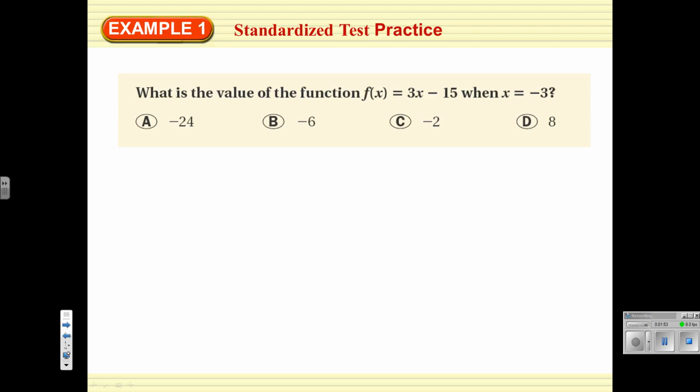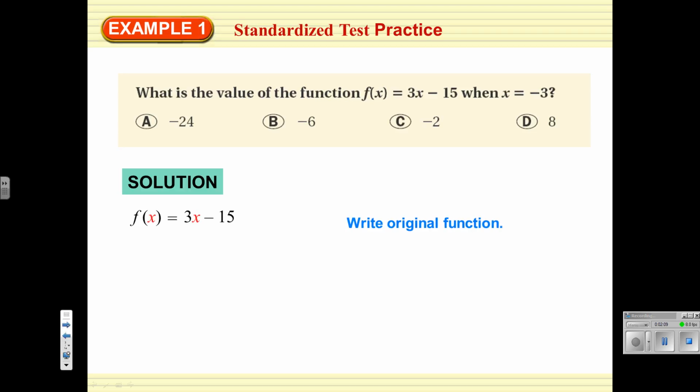Okay, moving on. So what is the value of the function f of x equals 3 times x minus 15 when x equals negative 3? All we're doing is we're going to substitute, well, write the original function. So on your paper, I think it's already written. Maybe it's not. Go ahead and write it. And then substitute the negative 3 in for x. Now notice they substitute it in both places. They don't say that y is negative 3. They're putting it in for the x.